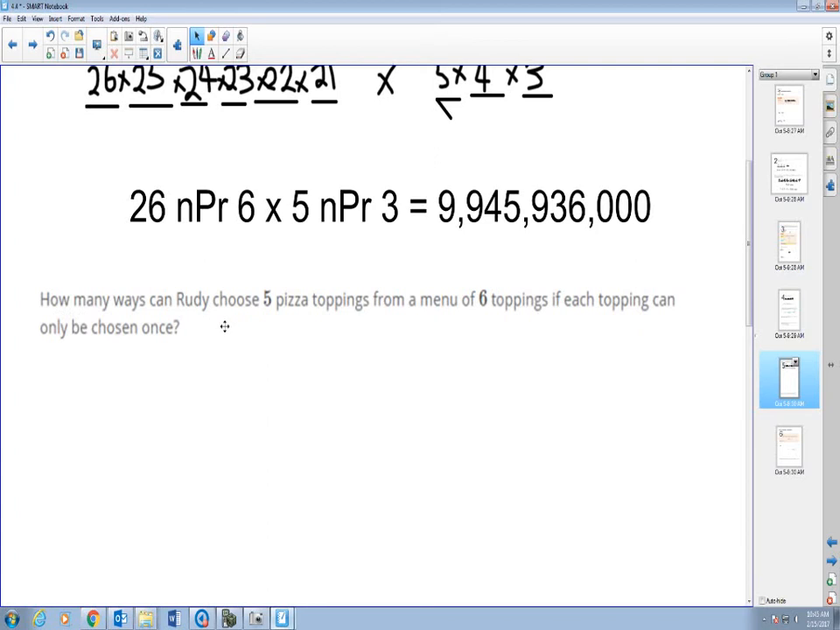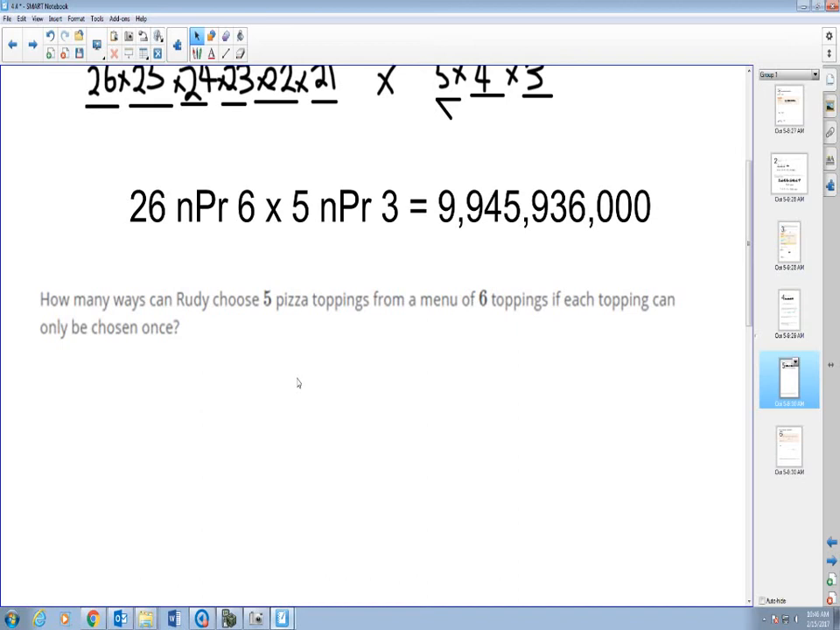How many ways can Rudy choose 5 pieces of topping from a menu of 6 toppings if each topping can only be chosen once? There was one thing I never talked about, is where in combination and permutation the repetition is really not allowed. So you cannot reuse the same thing that you already used. And that makes sense, right? I mean, you're choosing 5 toppings. If you want to choose 5 different toppings, why would you choose the same topping you already chose? It's gotta be 5 different toppings. I'm gonna choose from 6 of them.